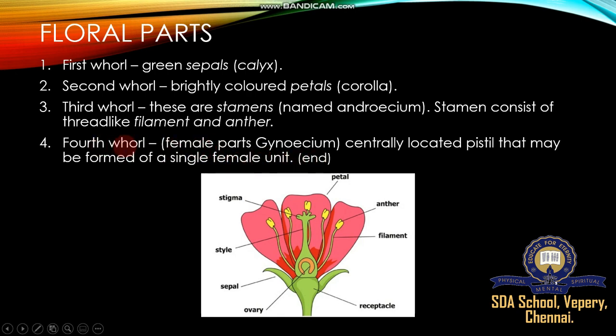So the fourth wall is called the female part, the gynoecium, centrally located because it is the innermost wall. This innermost wall is made up of a pistil that may be formed of a single female unit, and is called the gynoecium.